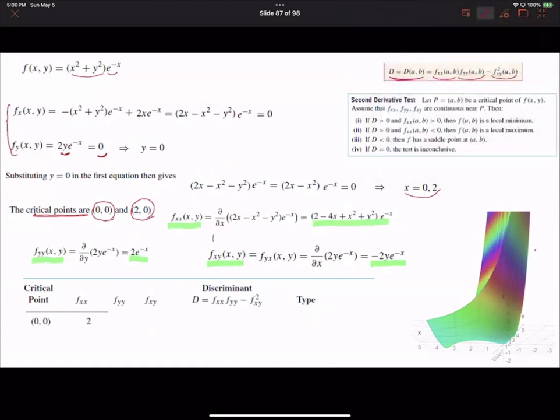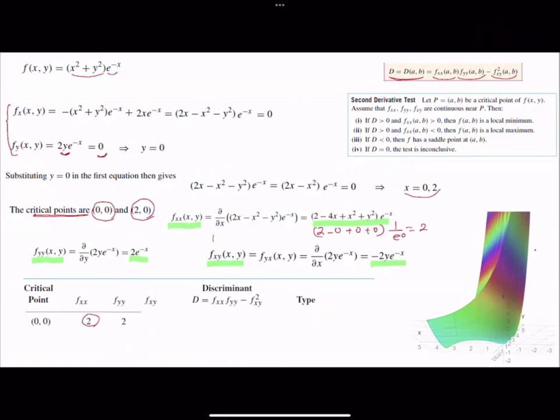If I plug in (0, 0) here, it is 2 minus 0 plus 0 plus 0, times 1 divided by e to the power 0, or just 2. That's how you end up with 2 here. Then, the second partial derivative of f with respect to y at (0, 0) is 2 times 1 over e to the power 0, which is 2 again. The second partial derivative with respect to x and y gives you negative 2 times 0 times 1 over e to the power 0, which is 0. That's how you end up with 0 here.